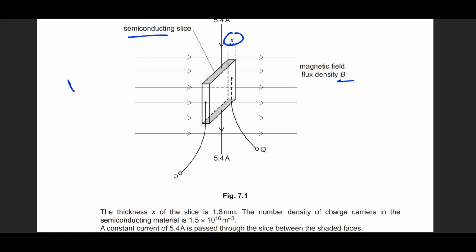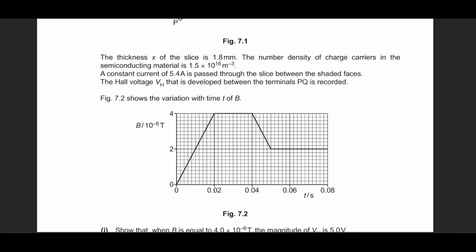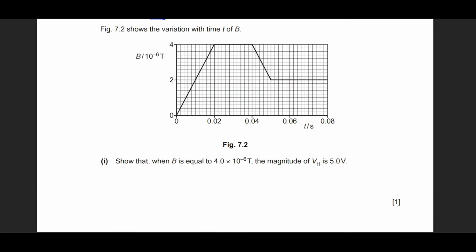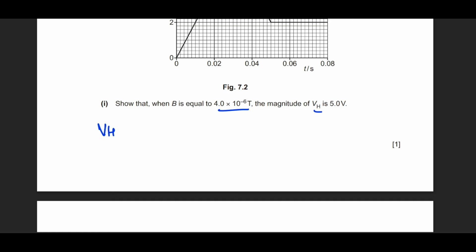So we have the formula for Hall voltage as VH equals BI divided by NQt, right? So the value of x is mentioned. Semiconductor material charge carriers, which is the value of N, is mentioned. Current is mentioned. The voltage is developed. Okay, fine. So this is the graph for the magnetic field or the magnetic flux density. Show that B, when equal to this, the Hall voltage is this. No problem. So VH equals IB divided by NQt.